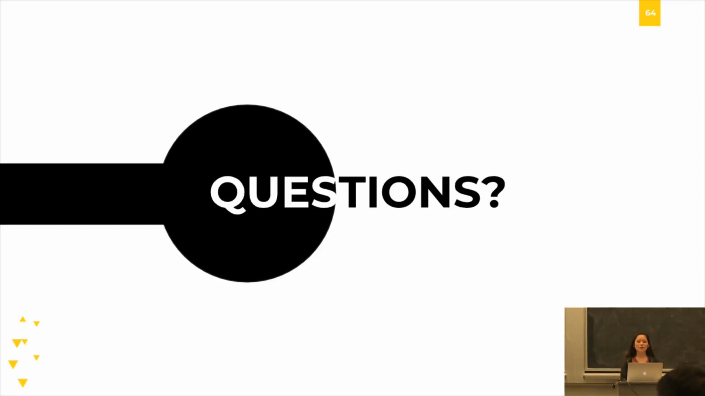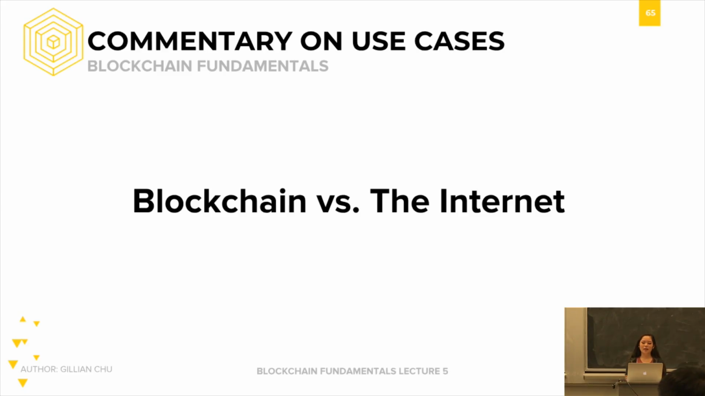All right. The last thing I want to talk about is blockchain versus the internet. When the internet first came out, people were like, what is this? This is stupid. Nobody's going to ever use it for anything. There's no use case. The internet is stupid. And now look where we are today.